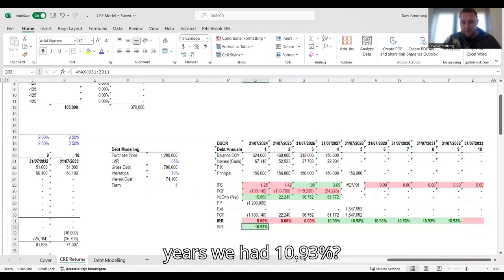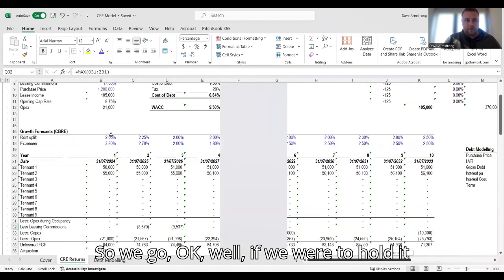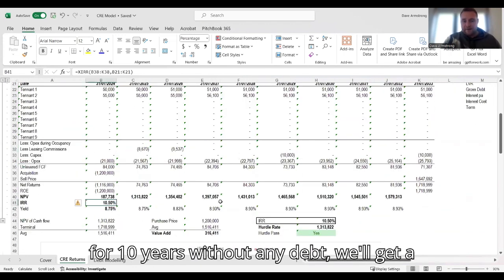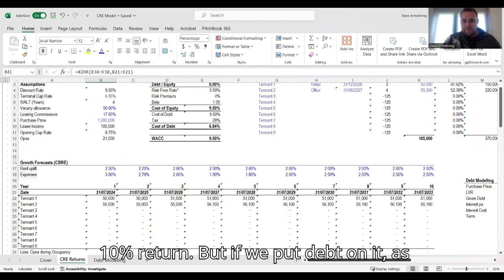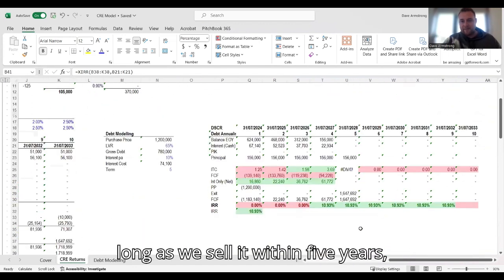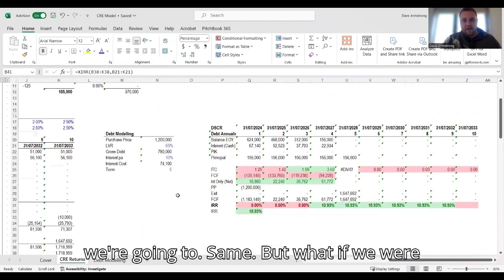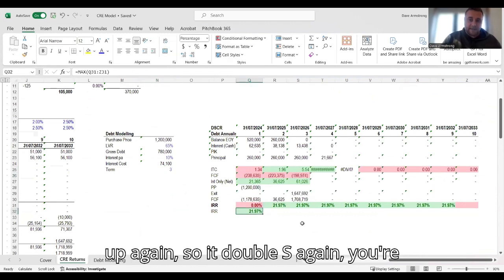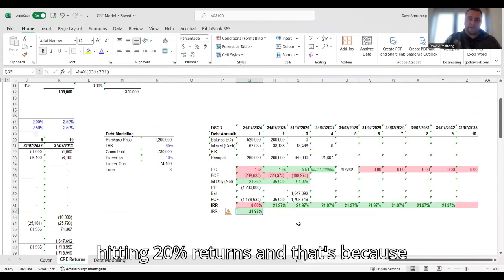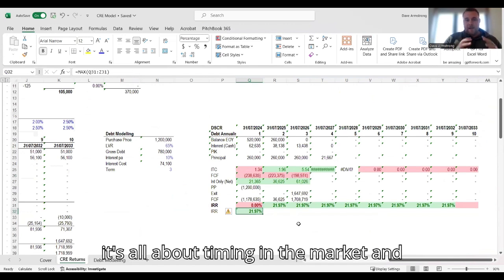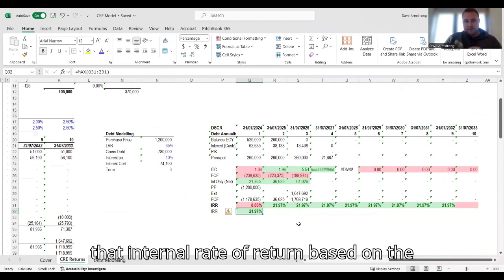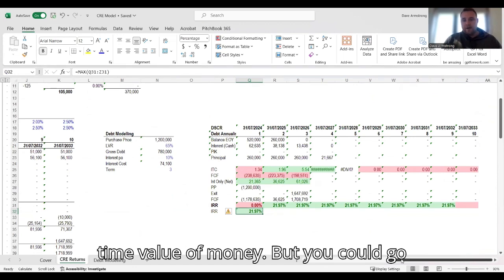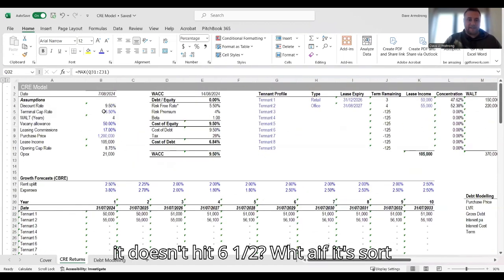We had 10.93%. So we go, okay, well, if we were to hold it for 10 years without any debt, we'll get a 10% return. But if we put debt on it, as long as we sell it within 5 years, we're going to get about the same. But what if we were to sell it in 3 years? Then it goes up again. So it doubles again. You're hitting 20% returns. And that's because it's all about timing in the market and that internal rate of return based on the time value of money. But you could go, well, okay, well, what if it doesn't hit 6.5?